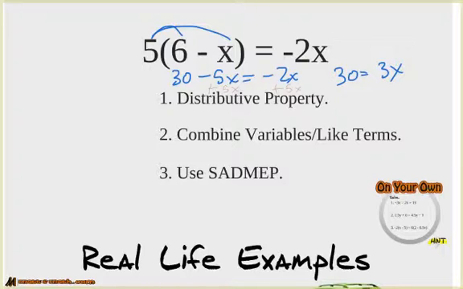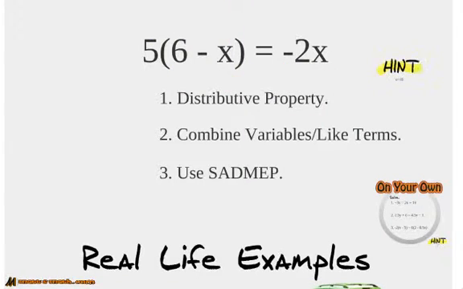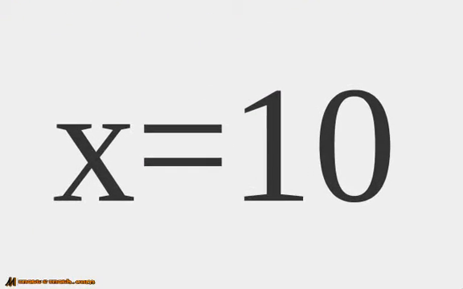Does that make sense? So the idea, again, is just taking the x's, moving them to one side, and then taking all the numbers without x's and leaving them there. That's it. All right, x equals 10.